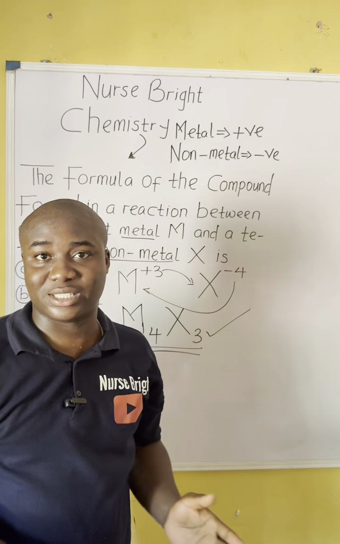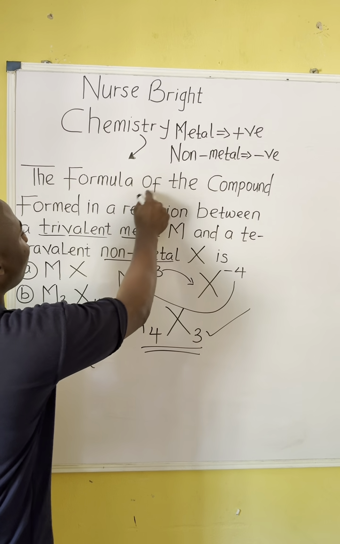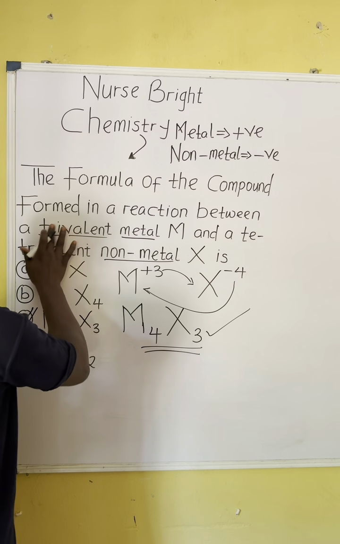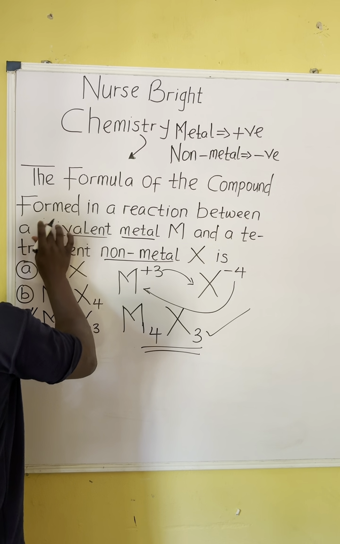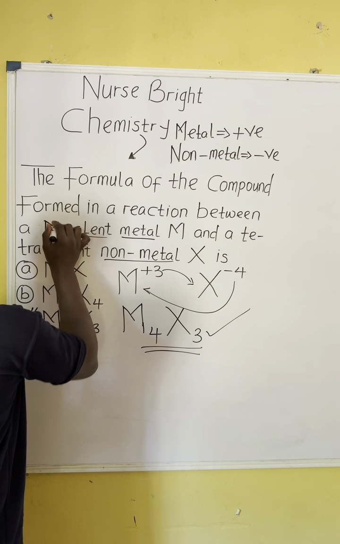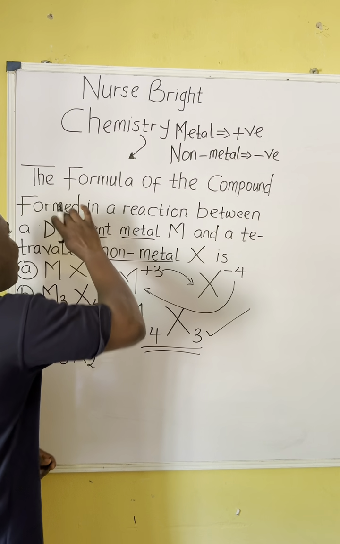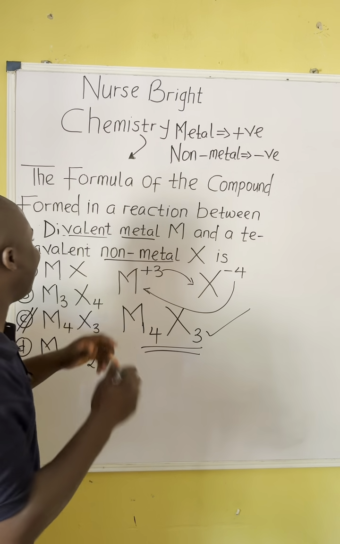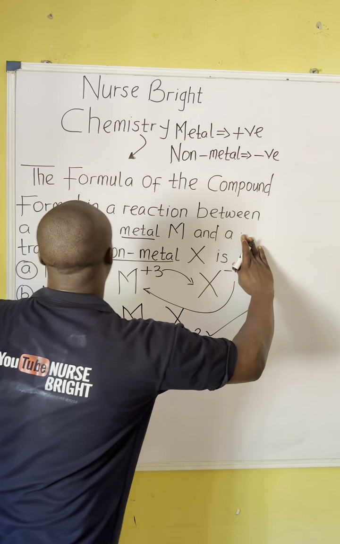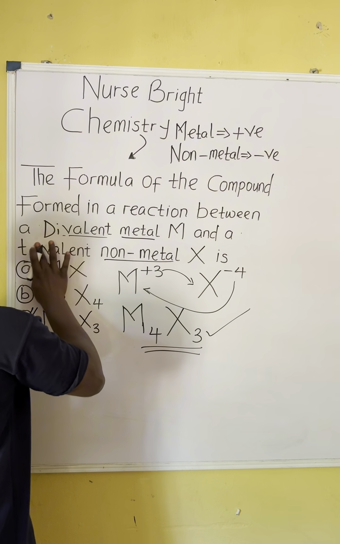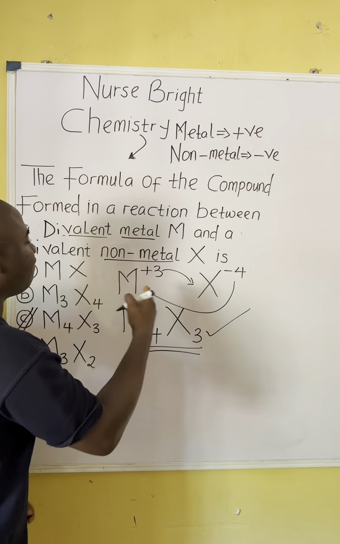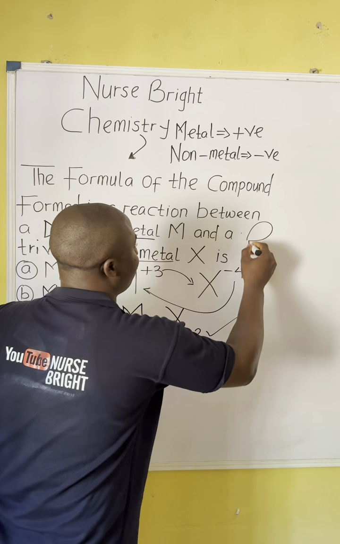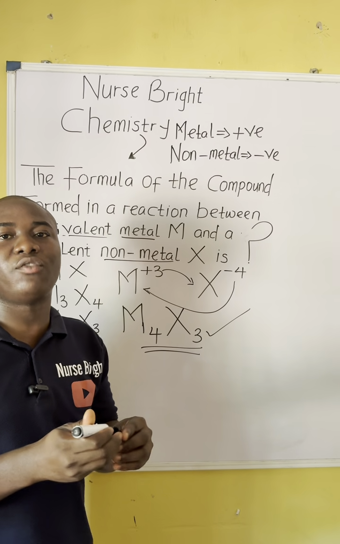So get ready for your own practice question. And here is your own. The formula of the compound formed in a reaction between, this time around, a divalent metal M, and I believe you know that di means 2, and I believe you're aware that metals are positively charged, and a trivalent non-metal X. So you tell me the chemical formula of the compound to be formed.